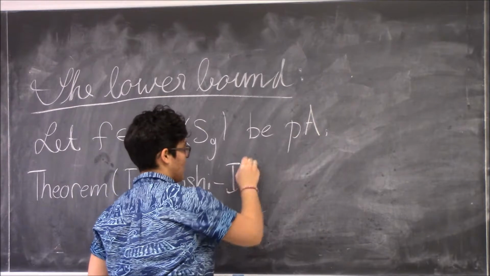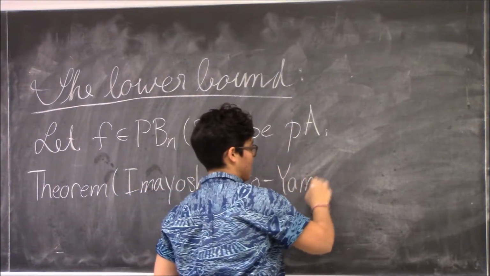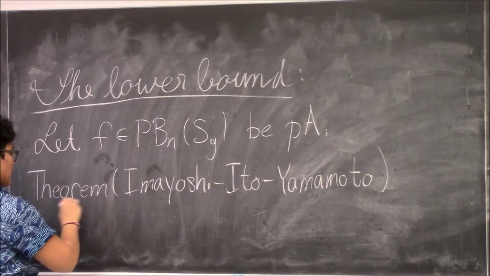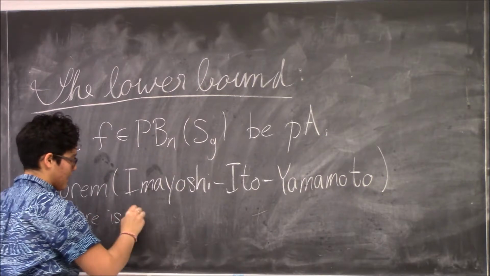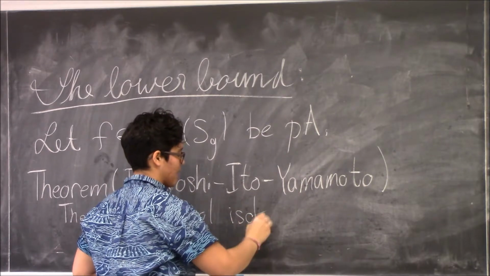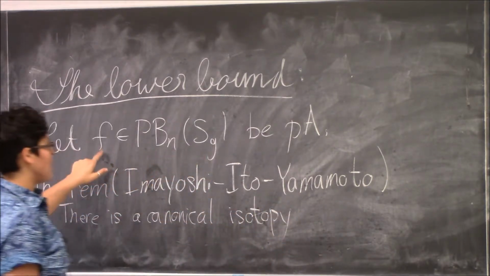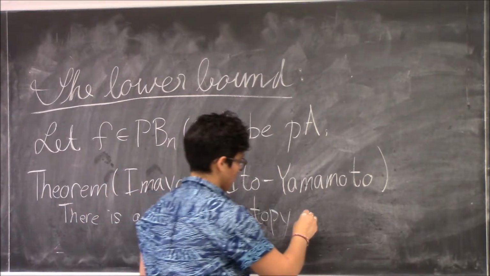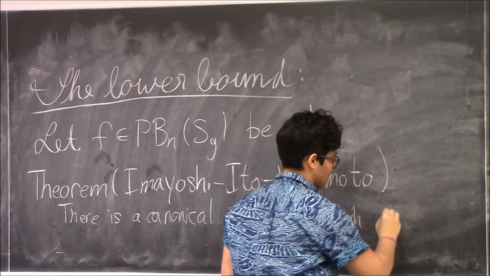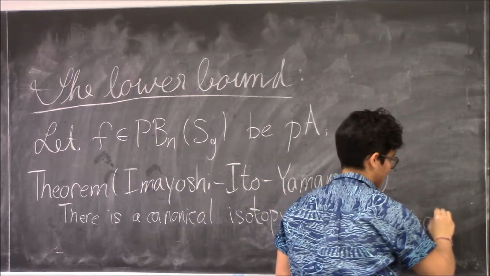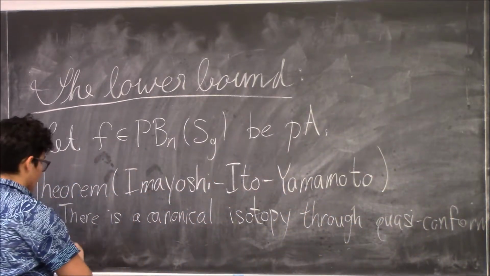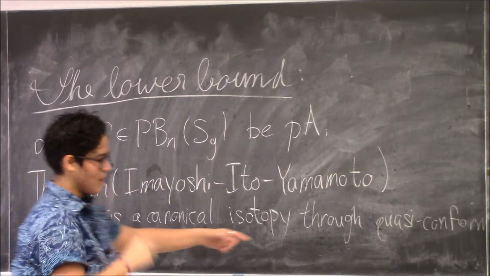And the way we're going to do that is through a result of Imayoshi, Ito, and Yamamoto. And what they do is they say that there is a canonical isotopy. And what I mean by canonical is that it's independent of the choice of representative homeomorphism. It's a canonical isotopy through quasi-conformal maps. And what they give us a way to do is to relate the dilatation of our pure braid with the quasi-conformal dilatation.